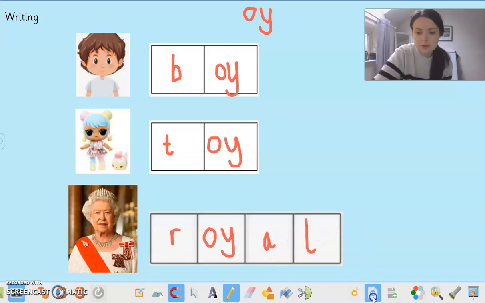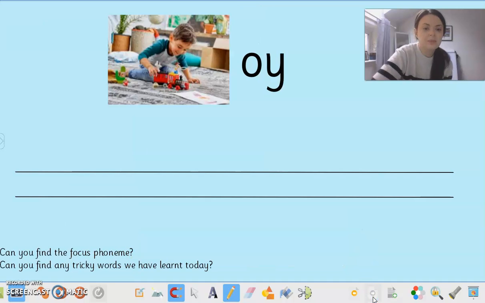Lovely stuff. So now I've got a picture. What can you see in the picture? I can see a little boy playing with his toys. Oh, what did you hear then? Boy and toy. I use two words with our focus phoneme in.